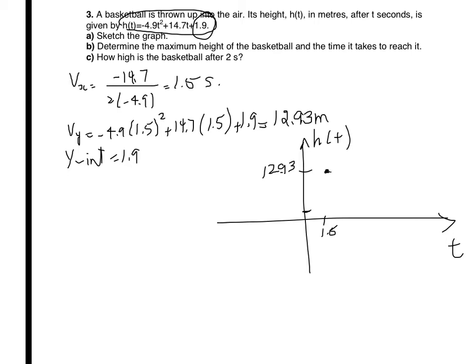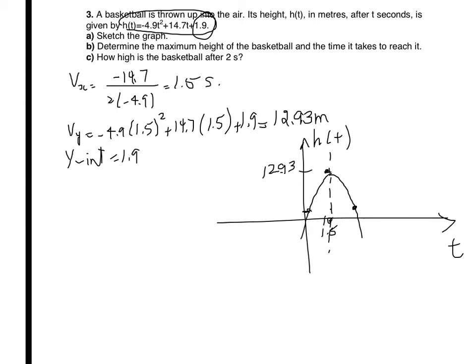So my graph, if this is the y-intercept, this is the axis of symmetry. The same distance to the right is going to give me this point. I'm going to connect them together and I get a graph like this one. So this is for sketching the graph.